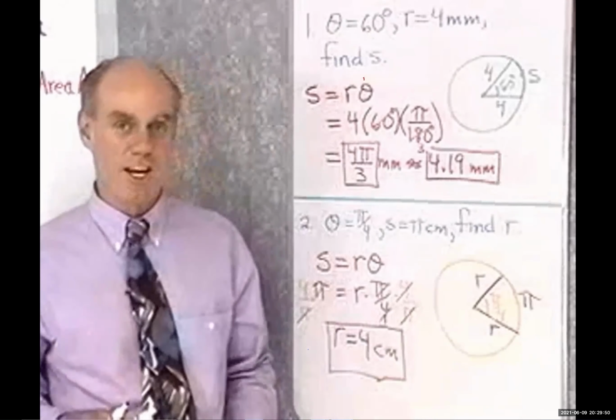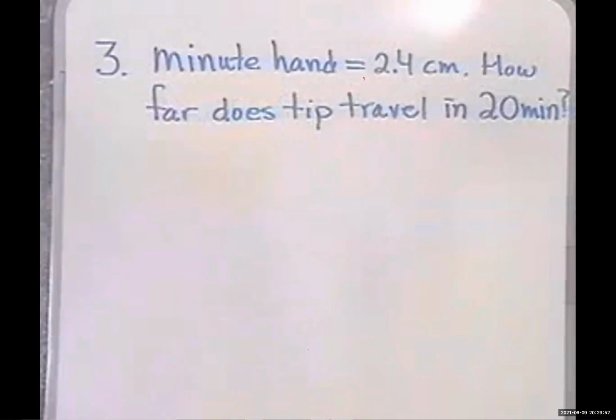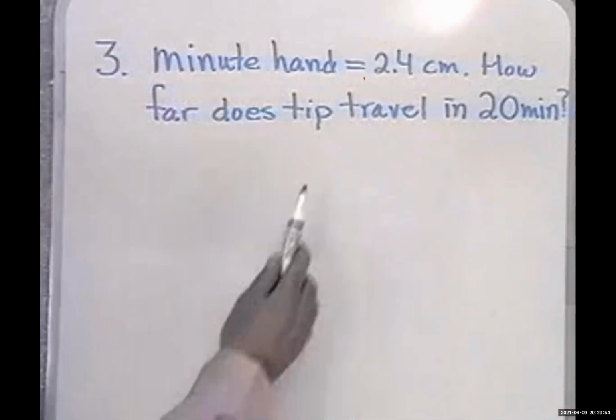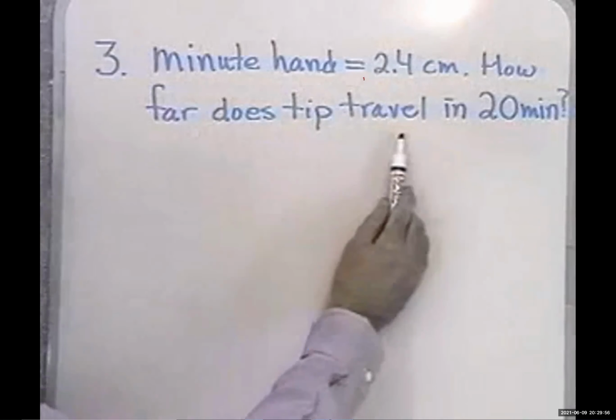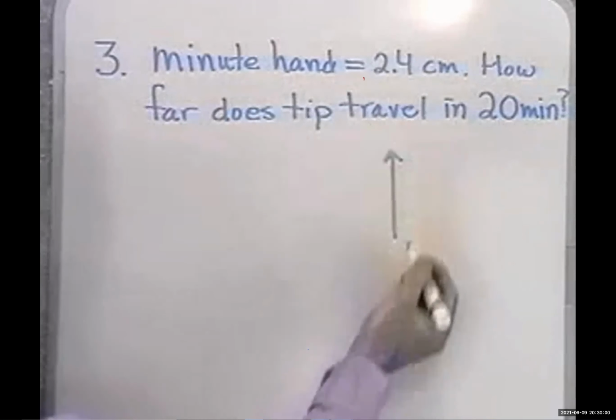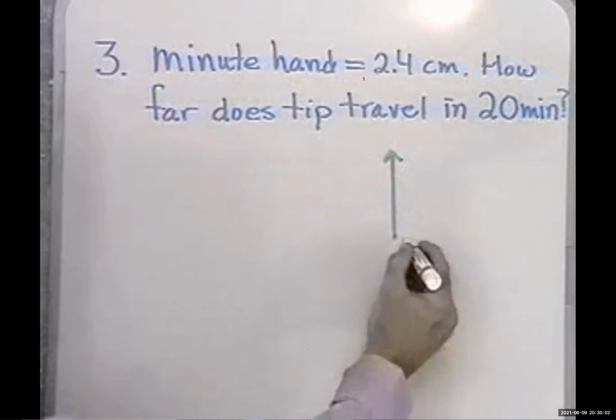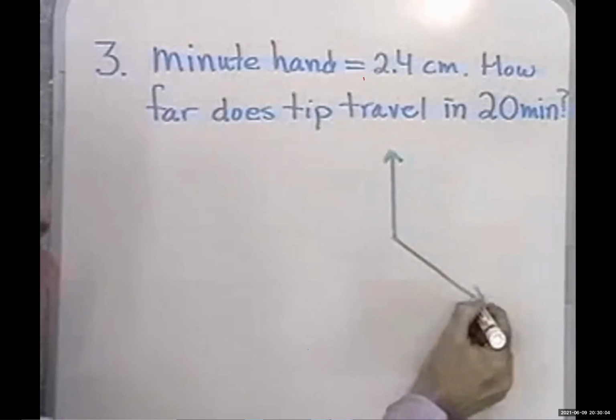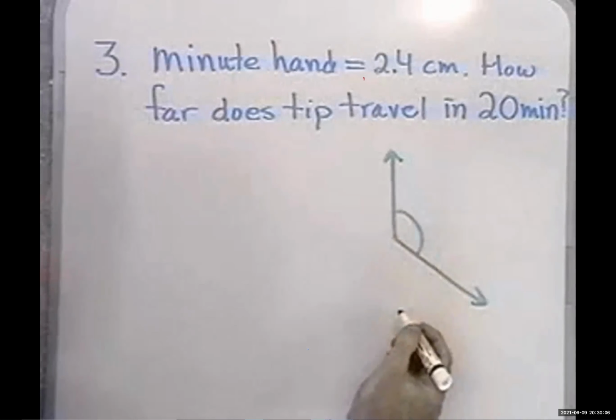Let's look at a problem now that has to do with a clock. Suppose the minute hand on the clock is 2.4 centimeters. How far does the tip travel in 20 minutes? So let's suppose here that I have the minute hand of a clock. Suppose it starts right there and then travels and goes for 20 minutes. So from here to here, it takes 20 minutes.